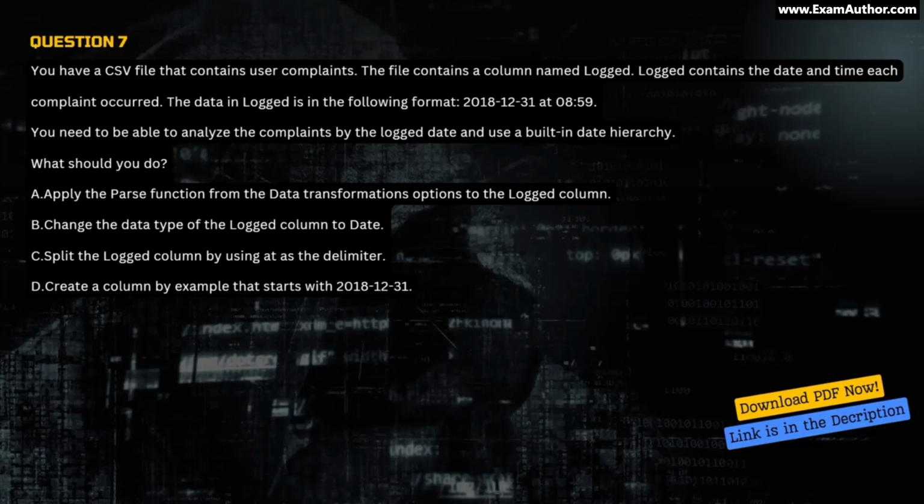What should you do? A. Apply the parse function from the data transformations options to the logged column. B. Change the data type of the logged column to date. C. Split the logged column by using "at" as the delimiter. D. Create a column by example that starts with December 31st, 2018.